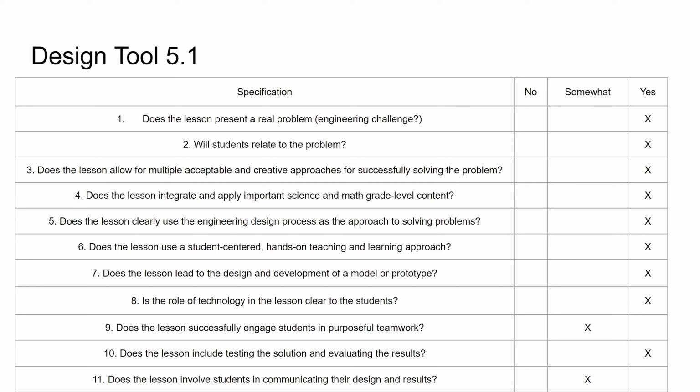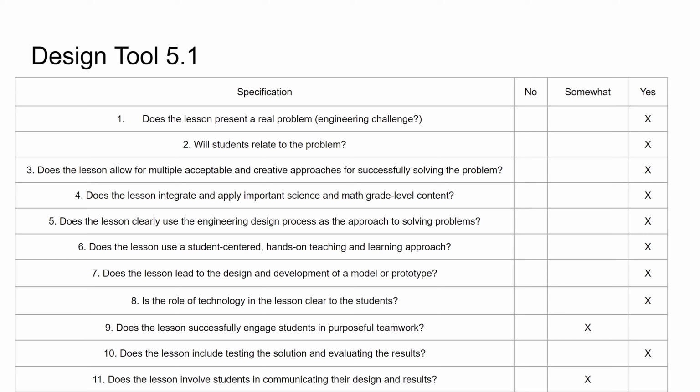And so does the lesson present a real problem? Yes, so trying to fix your Christmas lights. Will the students relate to the problem? Yes. Does the lesson allow for multiple acceptable and creative approaches for successfully solving the problem? Yes. Through experimenting with different setups with the circuits, they'll be able to creatively differentiate their approaches to solving it.